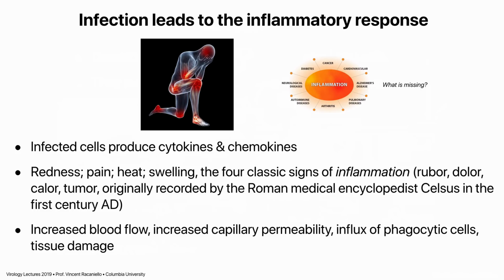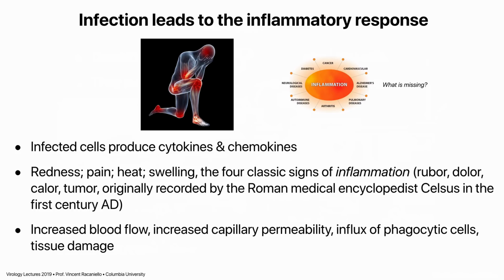But if you work out and you have joint pain afterwards, it hurts in your knees or whatever, that's inflammation. It's damage, and it's causing cytokine production and recruitment of immune cells. So when infected cells produce cytokines and chemokines, which we'll talk about in a moment, that leads to inflammation. Inflammation was originally described by Celsus in the 1st century AD. He said inflammation is rubor, dolor, calor, and tumor. Those are 4 signs of inflammation that he defined. That means redness, pain, heat, and swelling.